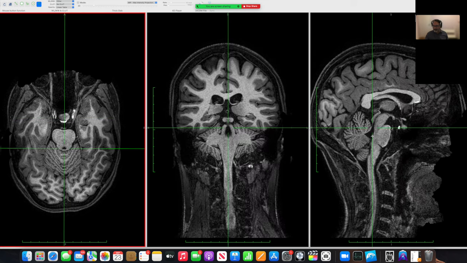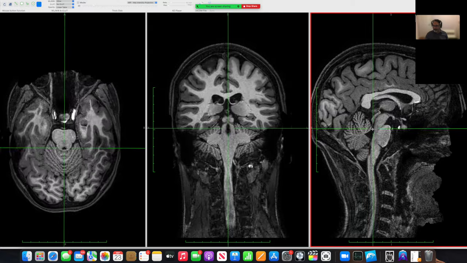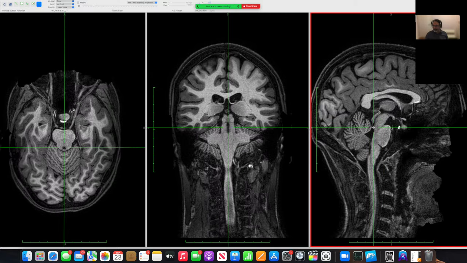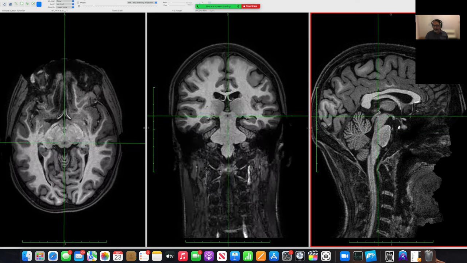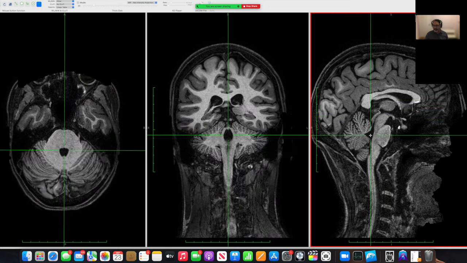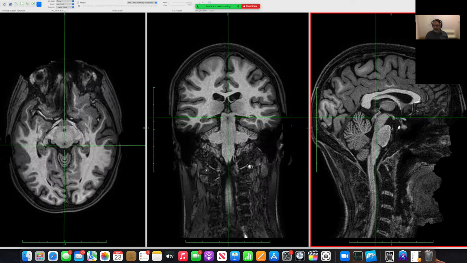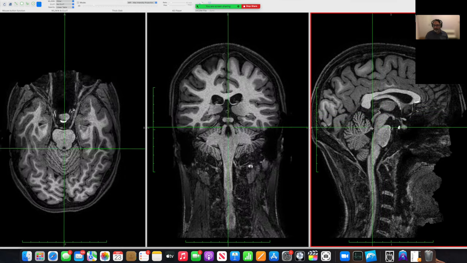So you see that's the fourth ventricle. Now I'm going to scroll up here, and while I'm scrolling up, I want you to look here. So that's the fourth ventricle. As I scroll up, okay, that's the cerebral aqueduct coming. Now I'm in the third ventricle, going from the third ventricle into the fourth ventricle.